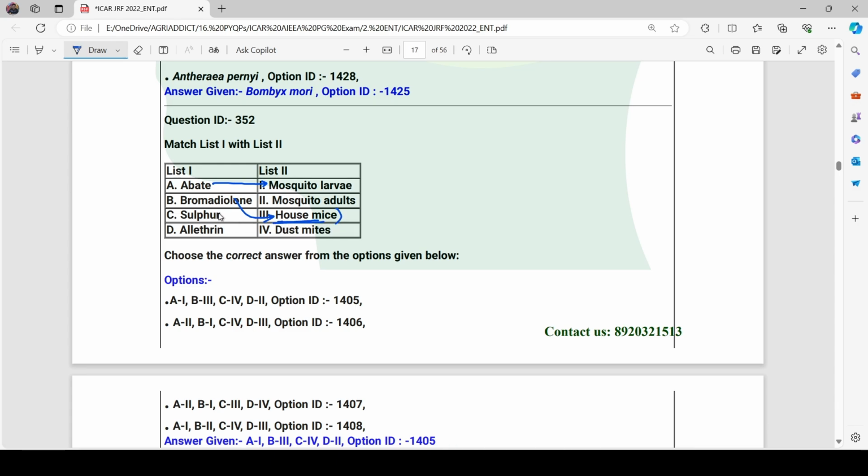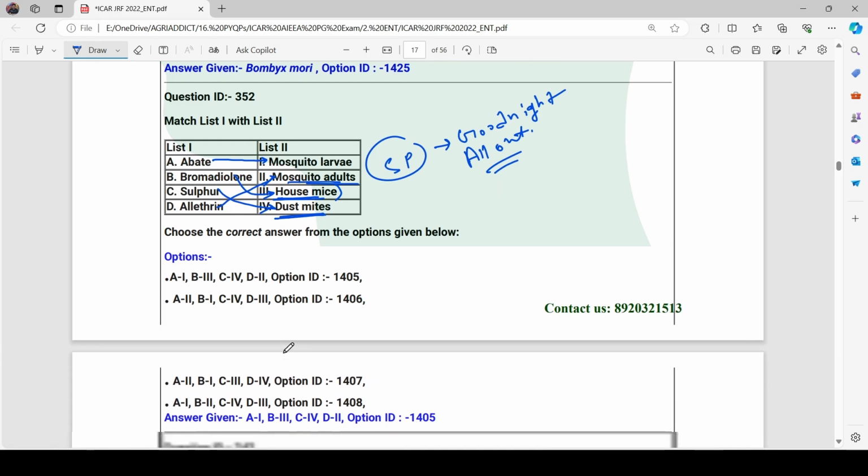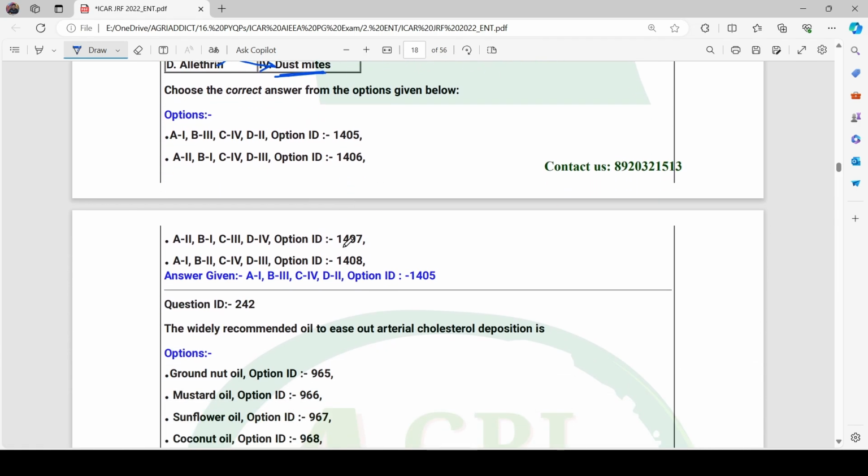Then sulfur. Sulfur is a very good acaricide that is mainly used for mites. Here dust mite you can see. And allethrin is a synthetic pyrethroid. It is mainly used for mosquito adults. The synthetic pyrethroids are mainly used in Good Night, All Out, this type of mosquito repellents. Transfluthrin is also used, and several other new synthetic pyrethroid compounds are nowadays used in various mosquito repellents. So option 1, that is A1, B3, C4 and D2, is the correct answer.